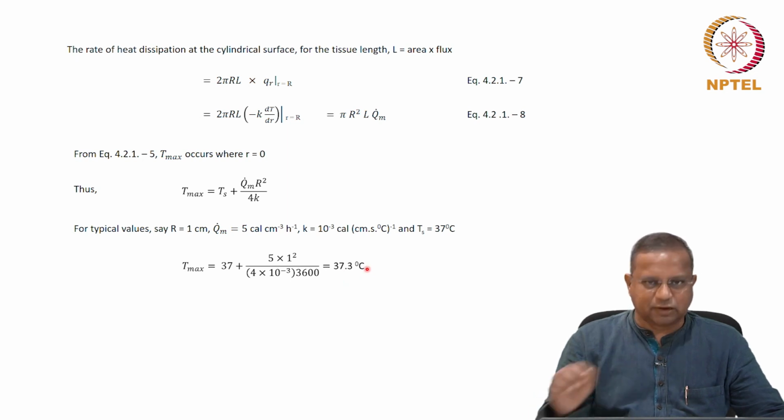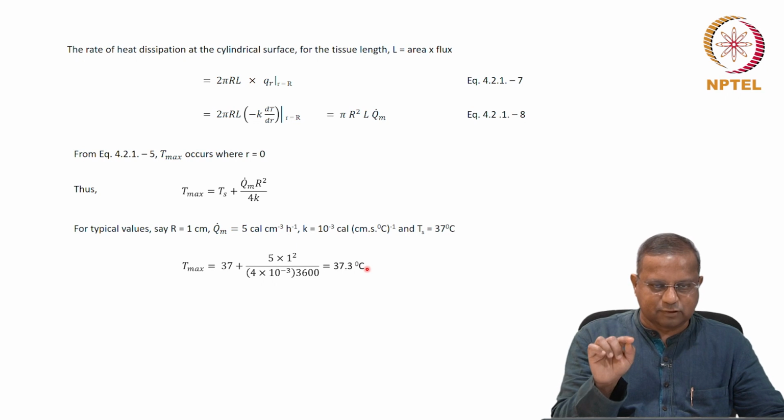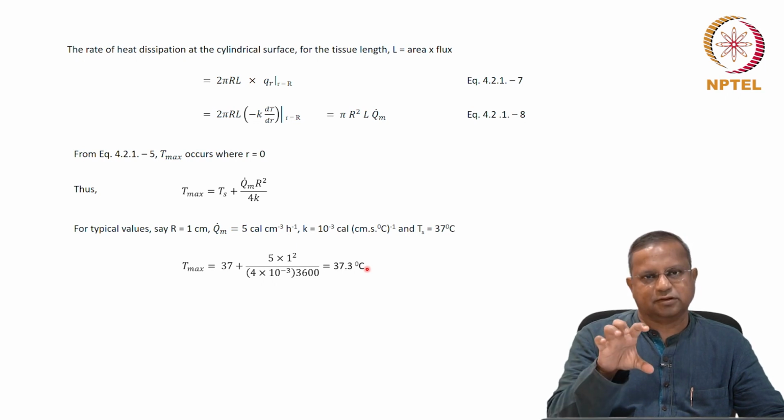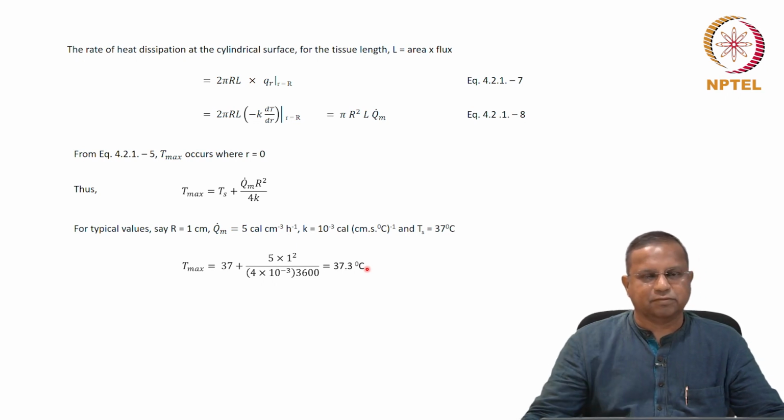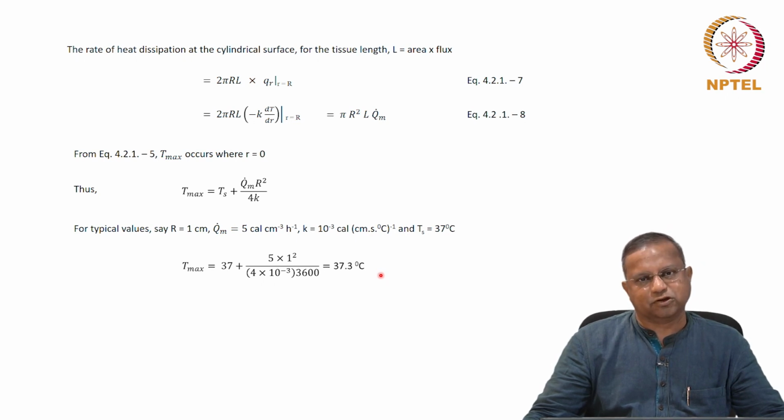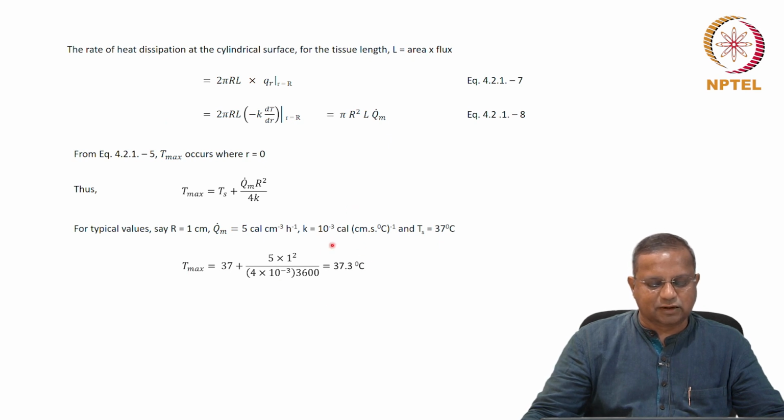So, the center point of the muscle is 0.3 degrees C higher than the surface. The maximum temperature is 0.3 degrees C higher than the surface temperature. That's the insight that we get from this. It's a nice number to have as long as your model appropriately describes your system. In this case, it does.